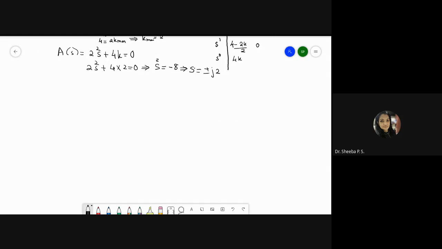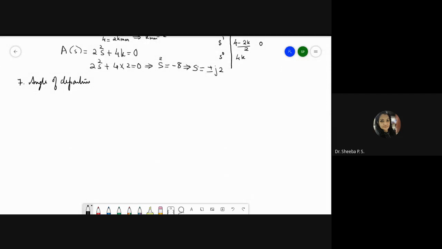Let us not mark here. After finding the angle of departure, I will mark that. The next step is to find the angle of departure because we have complex poles. That's why we need to find the angle of departure. So for finding the angle of departure, let me show you that.